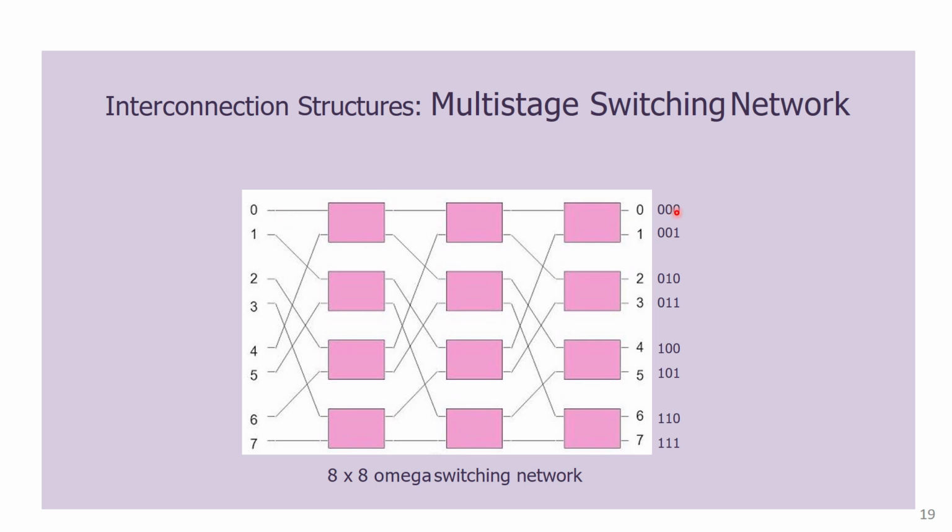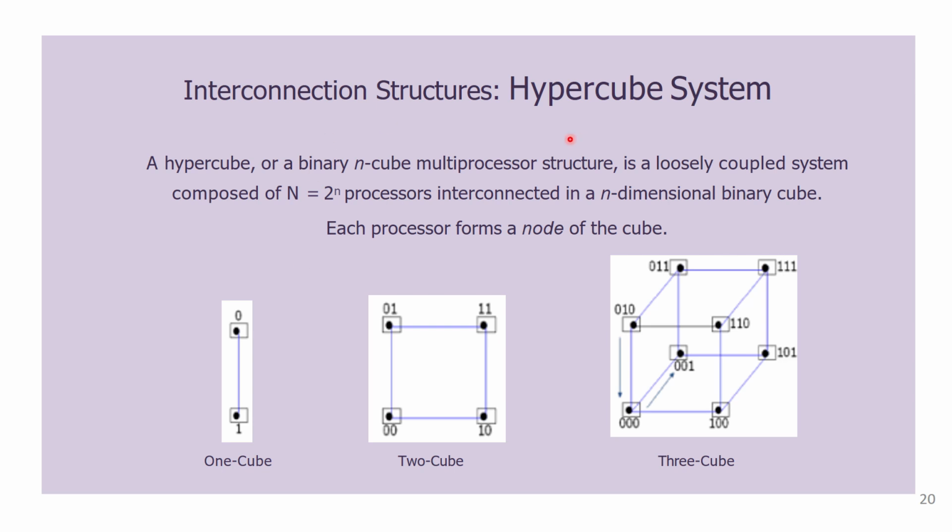We can reach from this place, and if we connect, let's say, 0 1 2 3 to 0 1 2 3 on the right side, then we can say that 4 5 6 7 will not overlap here, but it will come here only. So this overlapping is avoided, and if the upper half is going to the upper half, then the lower half will go to the lower half. In the interconnection structures, the last type is the hypercube system.